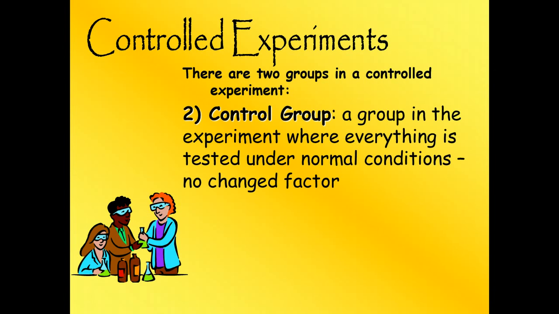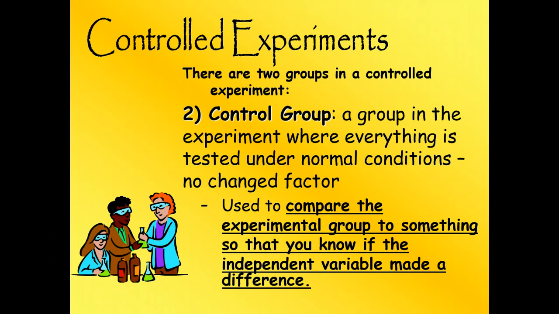The second group is called the control group. This group in the experiment is where everything is tested under normal conditions. There is no changed factor. That factor you're curious about is not present in the control group. And the reason you have a control group is to compare the experimental group to something so that you know if the independent variable made a difference, if the factor you're curious about actually affected the results.